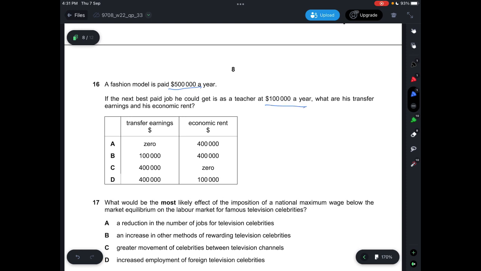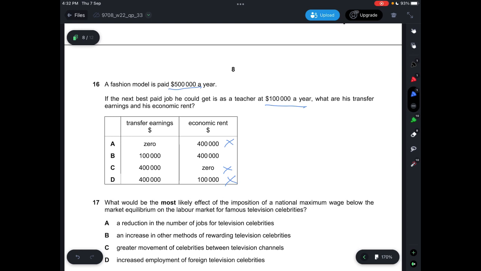So this means that he could either choose to become a teacher or a fashion model. If he becomes a teacher, he only gets 100,000, which, for a fashion model, is basically the transfer earning. And then the remaining 400,000 will be economic rent. So A is not correct, C is not correct, and D is not correct.